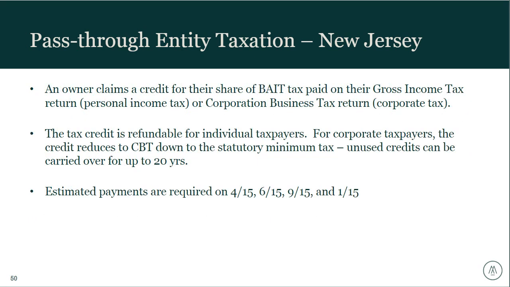So with respect to credits, the benefit flows up to the owner in the form of a credit. The owner will claim on their New Jersey return their proportionate share of the New Jersey BATE tax paid by the underlying pass-through entity. The credit is refundable for individual owners. For corporate owners, it can only be applied down to the amount of the minimum tax, and any unused credit is then carried over for the next 20 years. Like these other taxes, there's an estimated payment requirement.